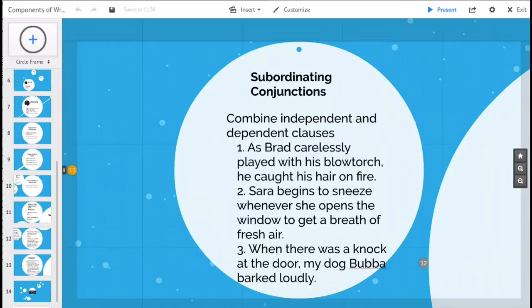And the last one: when there was a knock at the door, my dog Bubba barked loudly. And so in this case, the subordinating conjunction is the word when. So we don't want to make the mistake of thinking it's supposed to be right after the comma. That's definitely not true. So sometimes, like two of these three cases, it could be the first word in the sentence.